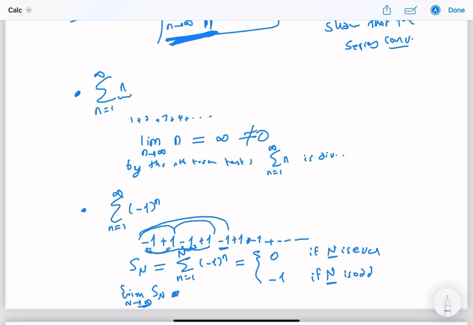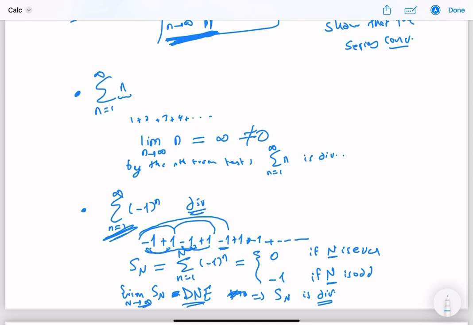Thus this limit does not exist. We know for sure that this limit does not exist. So since the limit does not exist, we know that Sn is divergent. But if Sn is divergent, then the series is divergent, because this is how we define the convergence and divergence of this series. So we do know for sure that this series is divergent. However, there's another way to see this.